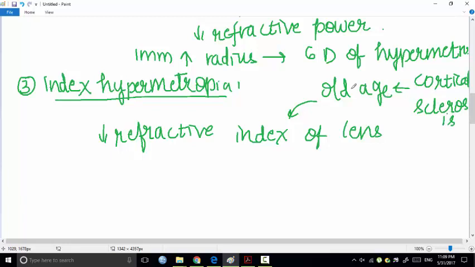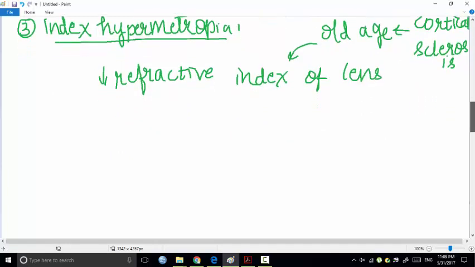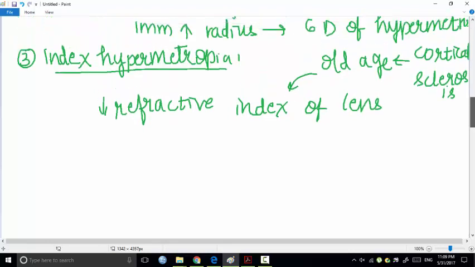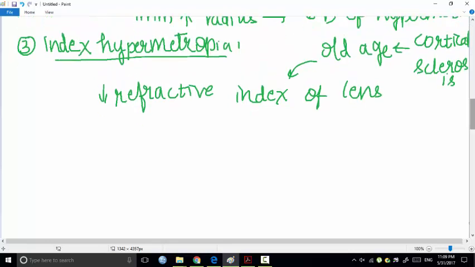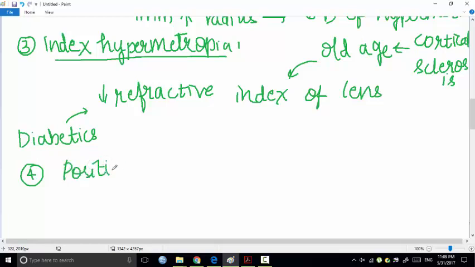Cortical sclerosis in old age leads to decreased refractive index of the lens, right? So this is index hypermetropia. This can also occur in diabetics. Even in diabetics, there may be a decrease in refractive index of the lens, leading to hypermetropia or farsightedness.